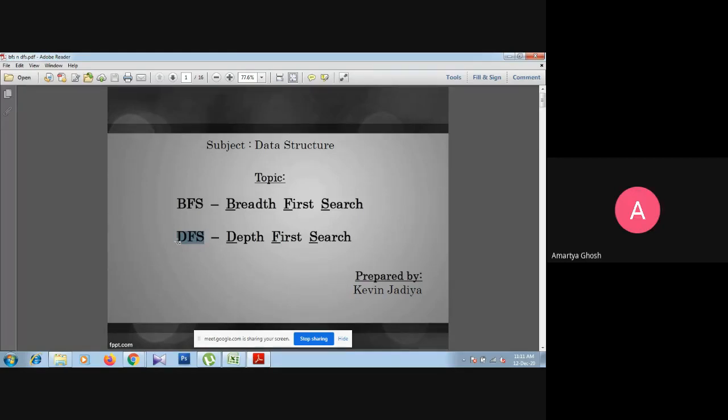Exactly. Among Q and S, Q comes first alphabetically. DFS will be stack because D comes after B, so S comes after Q. So DFS is followed by stack, and BFS, that is breadth first search, is followed by queue. Clear? Okay.